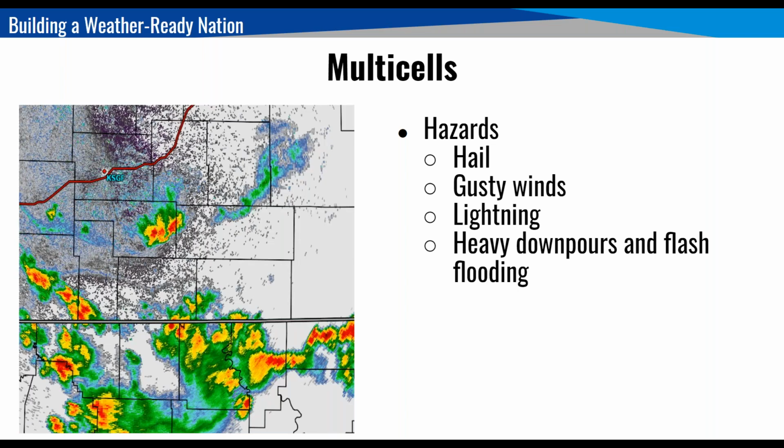That brings us to multi-cells, with various hazards ranging from hail, gusty winds, lightning, and heavy downpours as well. Typically, these are going to be your messier looking days on radar, as seen on this image on the left-hand side. We can see just different cell clusters across portions of the Missouri Ozarks region.